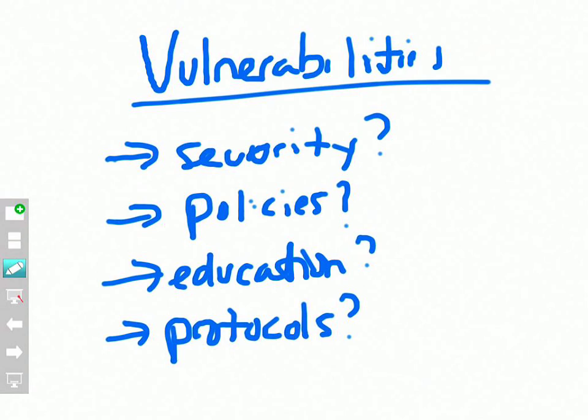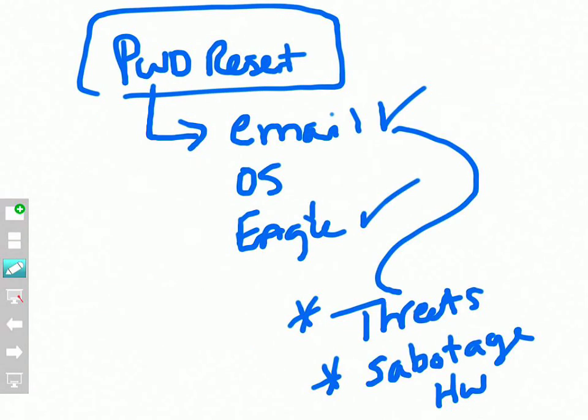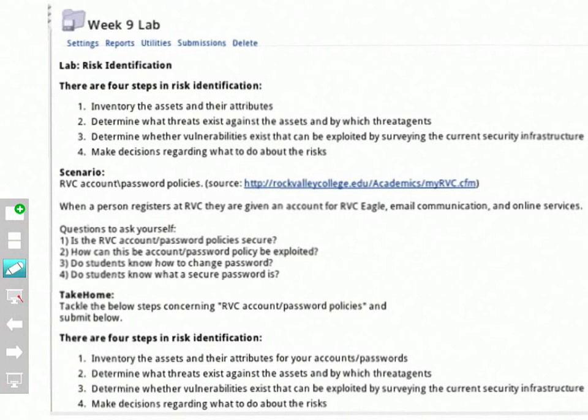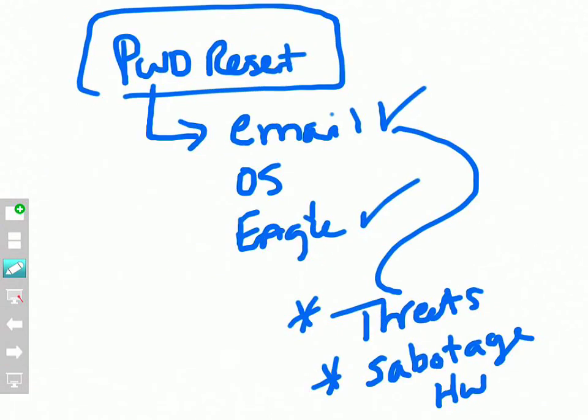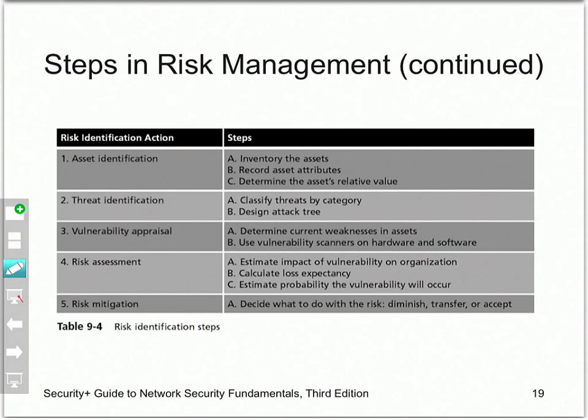Okay? So then, once you come up with the vulnerabilities, we went over again the inventory of the assets, determine what threats, determine what vulnerabilities are there and how they can be exploited. Then you got to make some decisions. Making decisions, remember from Tuesday, when you make decisions, in fact, I think I've got a slide here on that somewhere. The last one, risk mitigation. Decide what to do with the risk, diminish it, transfer it, or accept it. And I think I added one more, which was ignore it, right?